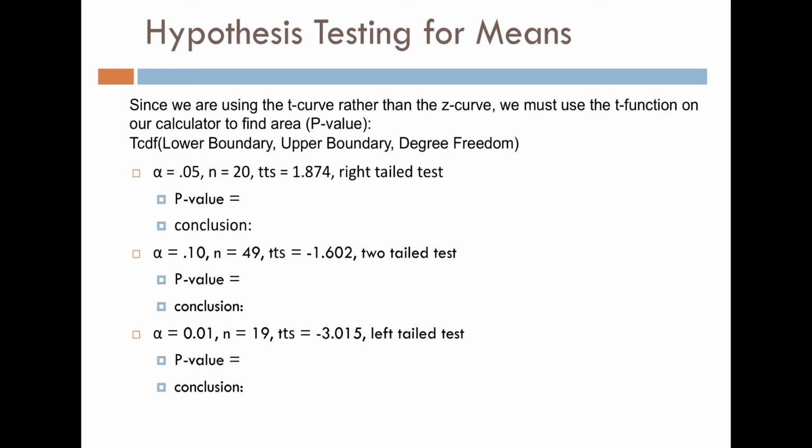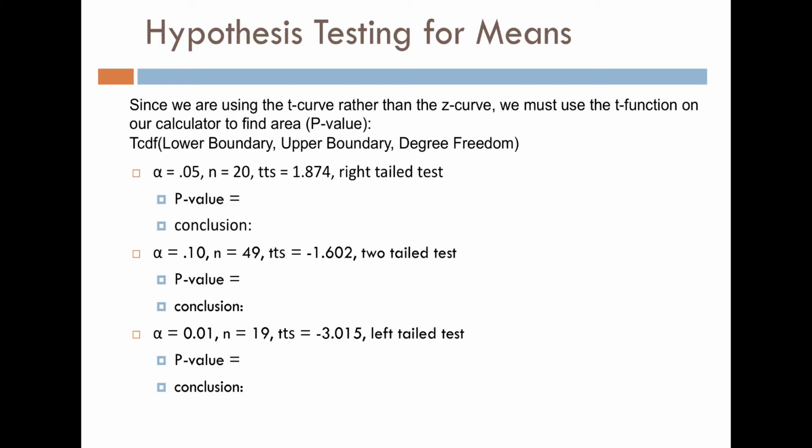So since we're using the t-curve rather than the z-curve, we need to use the t-functions on our calculator to find the area, which becomes our p-value. For the area under a t-curve, we use tcdf rather than normalcdf. We put our lower boundary, we put our upper boundary, just like we do with normalcdf. But the difference here is that instead of 0 and 1, we put what the degrees of freedom is. This is the most important part because the degrees of freedom tells us what type of t-curve we are using.